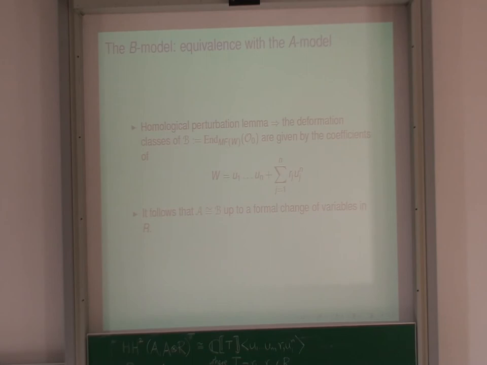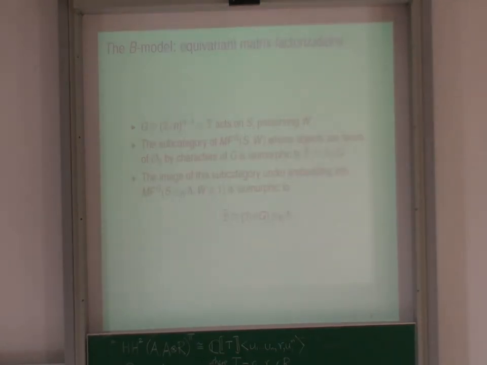Okay, so now we've equated this endomorphism algebra, this matrix factorization, with part of the orthofold of the Phi category. Now we just have to see this semi-direct product coming out. So, we have an action of this same group G acting on our ring S, preserving the superpotential W. We look at the category of G equivariant matrix factorizations of W, and in particular the subcategory whose objects are twists of this O0 by characters of the group G.